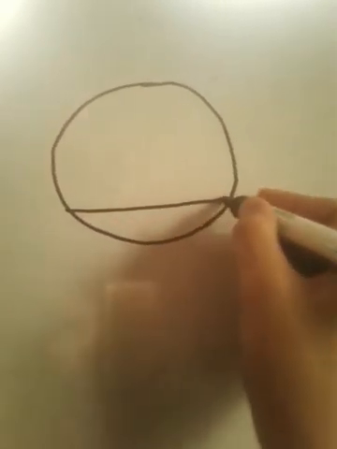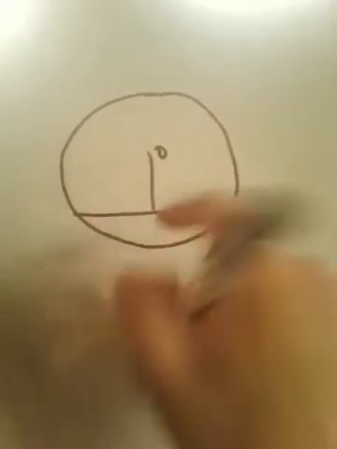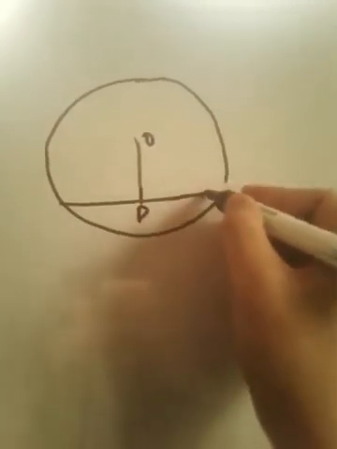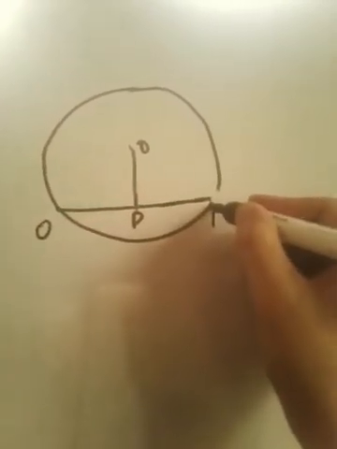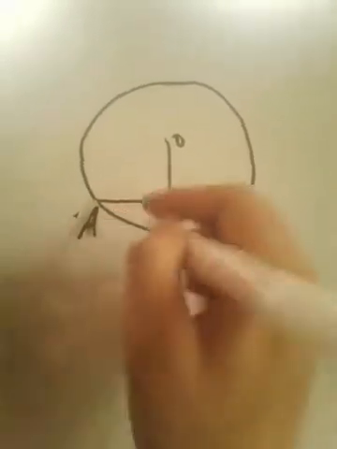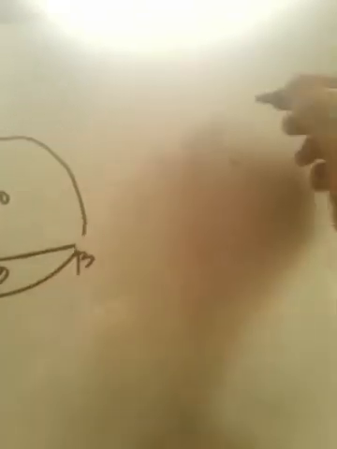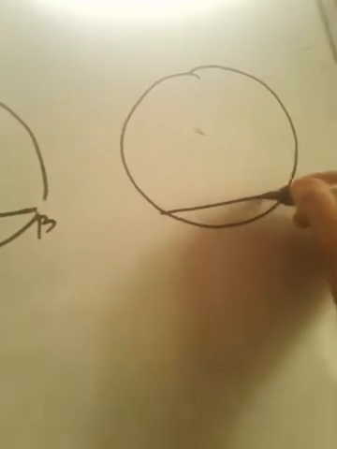So what was given in the previous theorem? We were given a chord. If a perpendicular is drawn from the center to the chord, then we proved that it bisects the chord. Suppose this is OB, OD, which means AD equals DB.